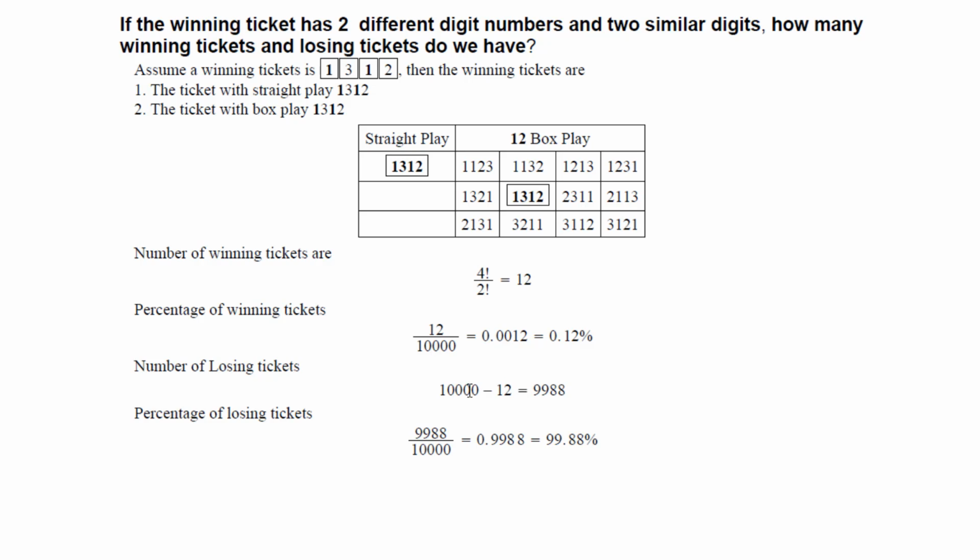We have 10,000 minus 12, which is 9,988, and the percentage is 99.88%.